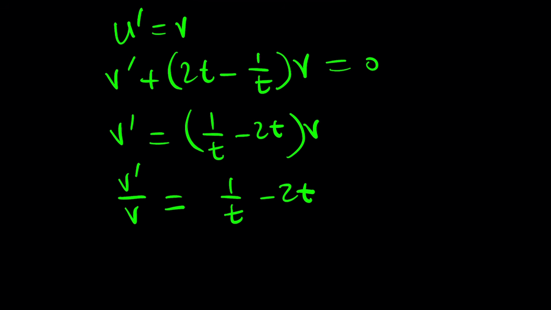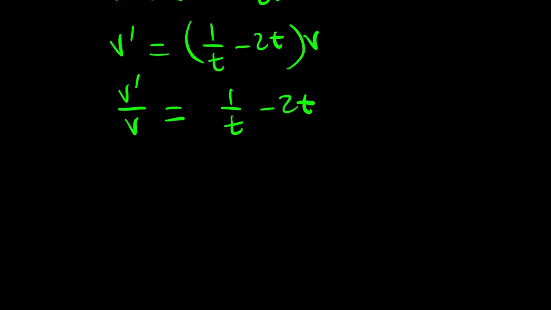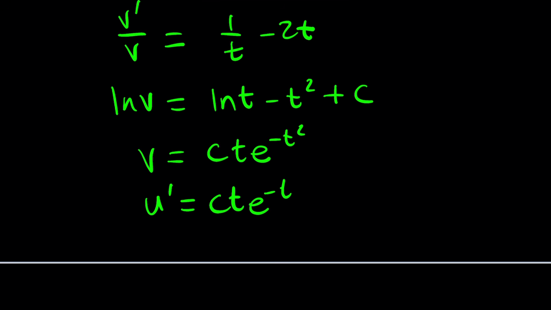And then you can go ahead and integrate both sides. V prime over v, from chain rule, you'll remember, it's a derivative of ln v. So let's just write it as ln v. And this is just ln t, right? Minus t squared plus some constant. Let's just use c, okay? It doesn't matter. They're disposable. Now from here, of course, you're going to have to do some work. If you do e to the power of both sides, then you should be getting something like c t e to the power negative t squared. But one thing you got to remember, this is v, and v is the derivative of u. So now we have u prime is equal to c t e to the power negative t squared.